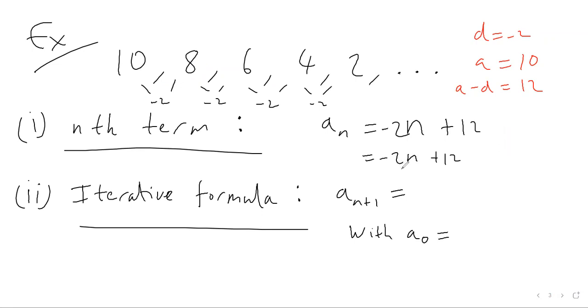If we plug in n equals 1 into this formula there, we get 10. If we plug in n equals 2, we get 8. N equals 3, we get 6, and so on and so on. So that's going to be our nth term of the sequence.